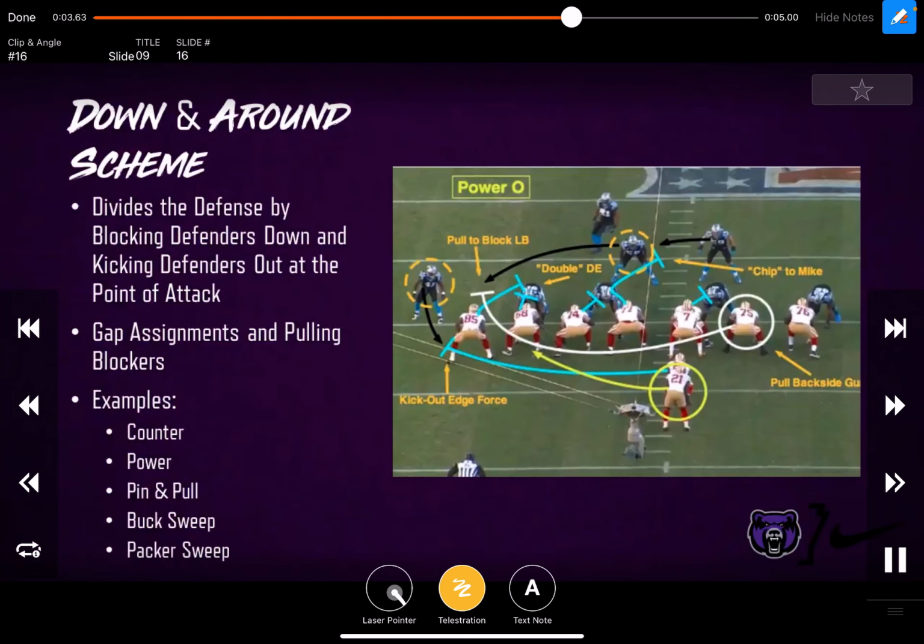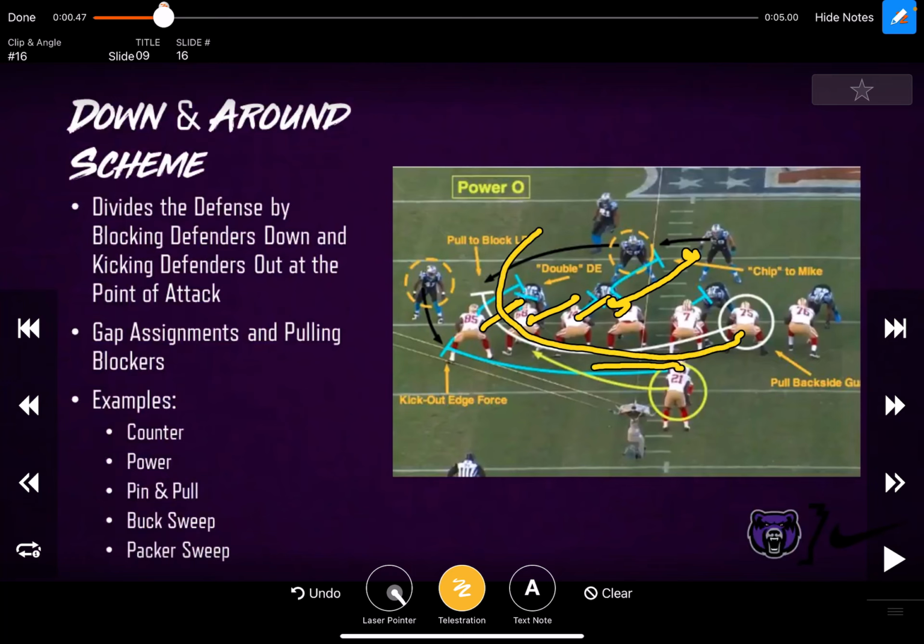Down and around scheme, or gap scheme, like we said. The whole goal of this is to divide the defense, which you'll see drawn up over there in that picture. We're trying to divide the defense, split the defense in two, by blocking people down, like what you see right here on the play side of this play. You can see everybody on this side is blocking down. Even if they're comboing, they're blocking down on the backside guys. Then we're pulling other players around, those down blocks, like the fullback and the backside guard here.